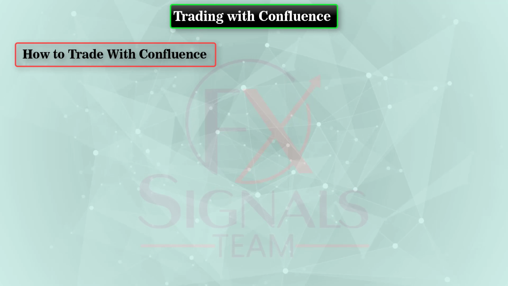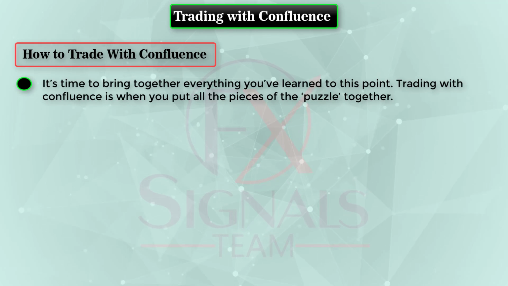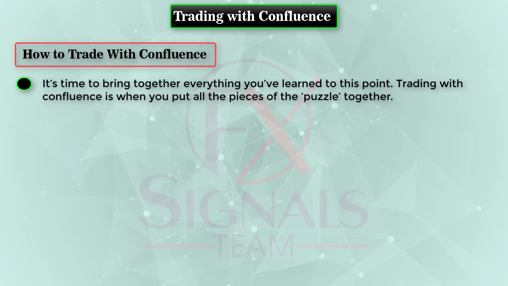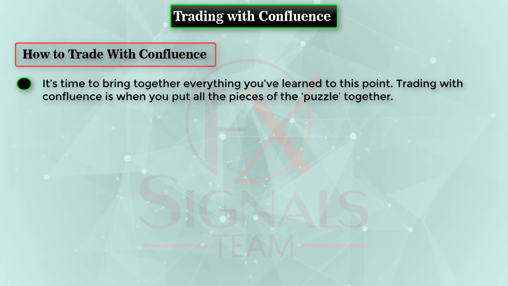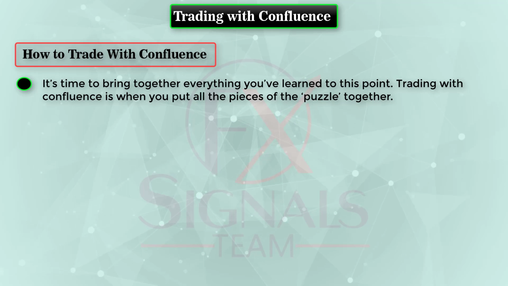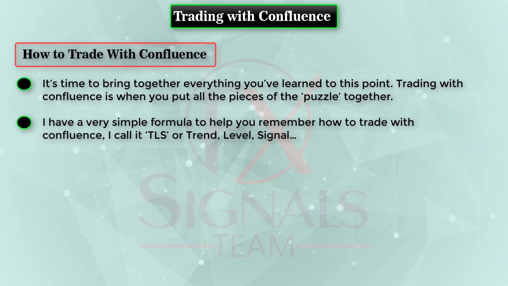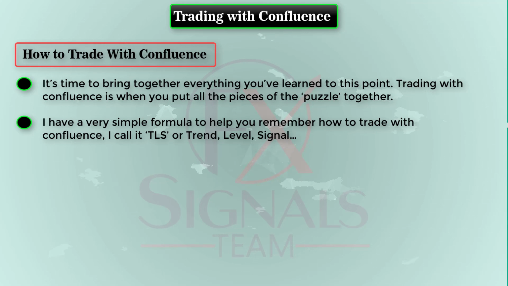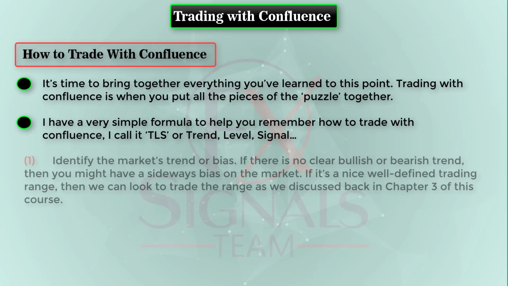How to trade with Confluence. It's time to bring together everything you have learned to this point. Trading with Confluence is when you put all the pieces of the puzzle together. I have a very simple formula to help you remember how to trade with Confluence. I call it TLS or trend, level, signal.